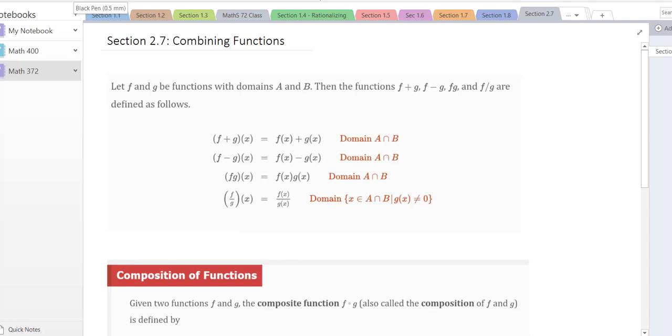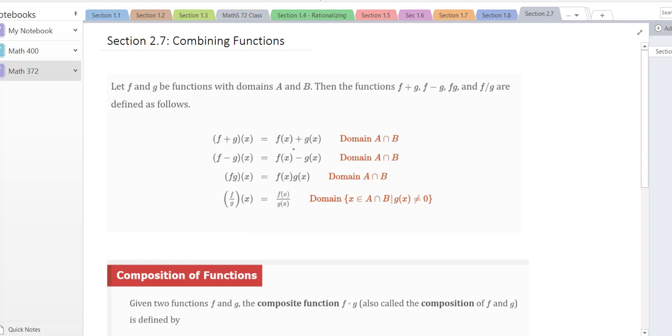Hi everybody, in this video we're going to cover section 2.7, combining functions, and this will include composition of functions. So in this section we get to add, subtract, multiply, and divide functions. So here's a little bit of a graphic of what this means in terms of the domain. But we're going to do some examples.